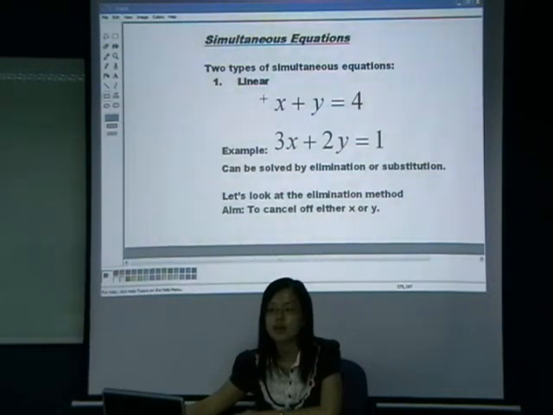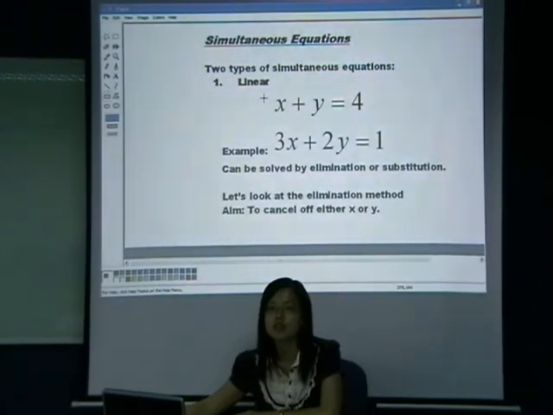Today I will be covering the topic on simultaneous equations. Basically, there are two types of simultaneous equations. The first type would be linear. This would be a pair of linear equations where each term only contains one x and one y.